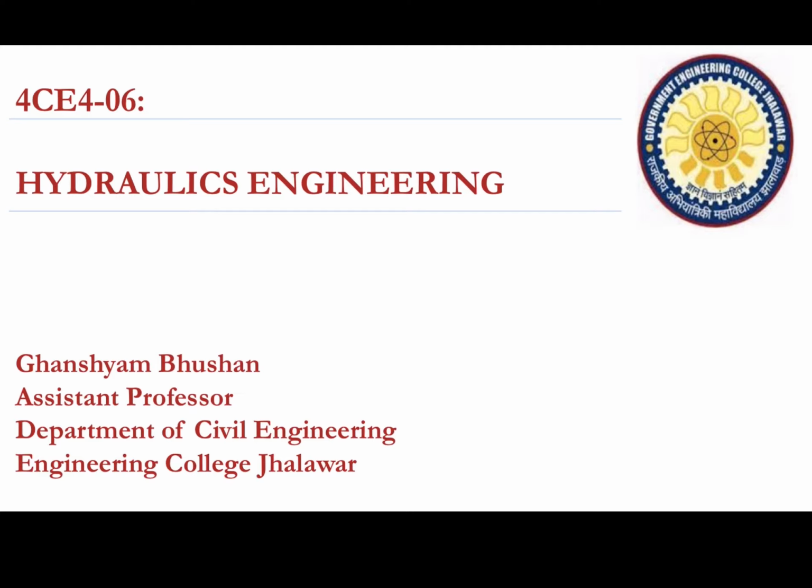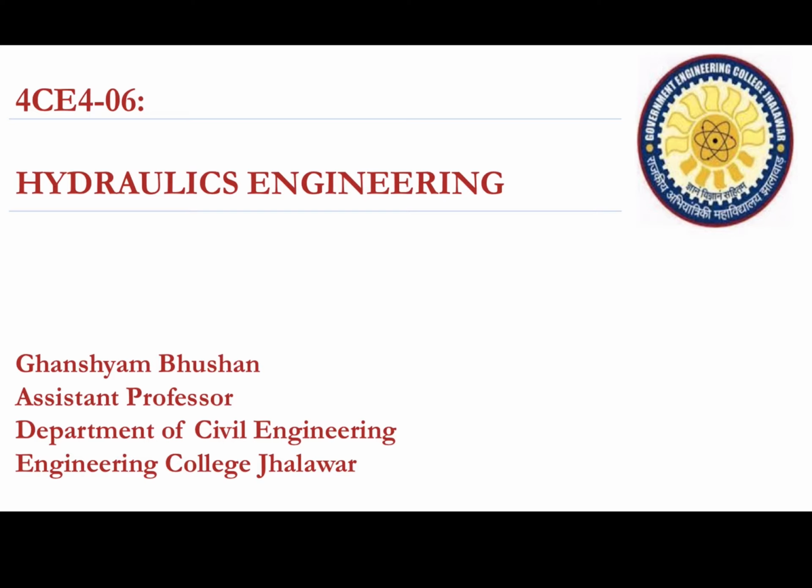After that, we have derived the formula for the sequent depth ratio y2 by y1, which was half times minus 1 plus under root 1 plus 8 F1 square. And if you take the reciprocal of this, that is y1 by y2, the F1 will be replaced by F2. And we have also seen the energy loss formula. It was in terms of y1 and y2: (y1 minus y2) whole cube by 4 times y1 y2. And also we have derived it in terms of your Froude number.